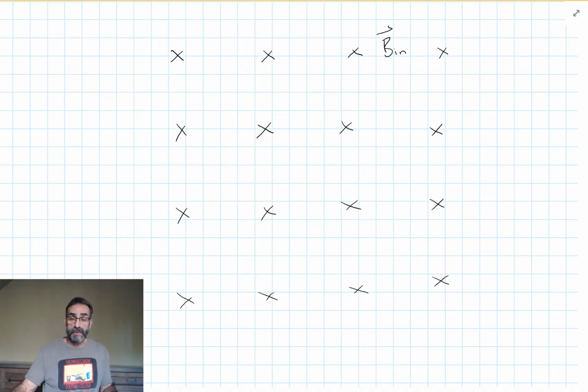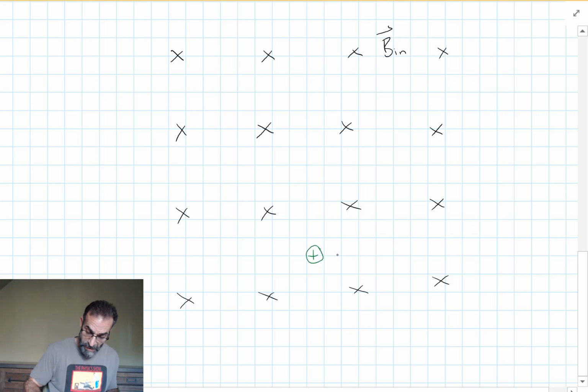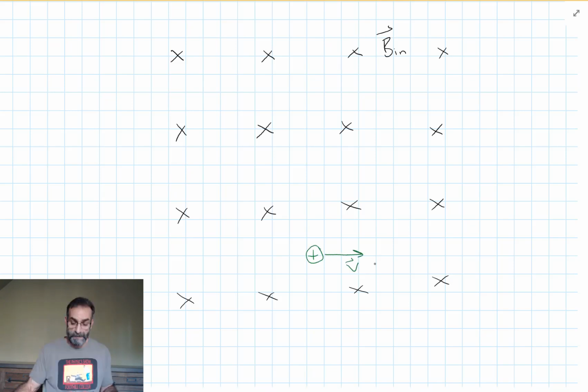Here I have a magnetic field pointing into my page. If I have a charged particle moving to the right, let's make it a positive charge, moving to the right with a speed v, what direction is the force on this particle? V is to the right. I roll my fingers into the page. The force is toward the top of the page.